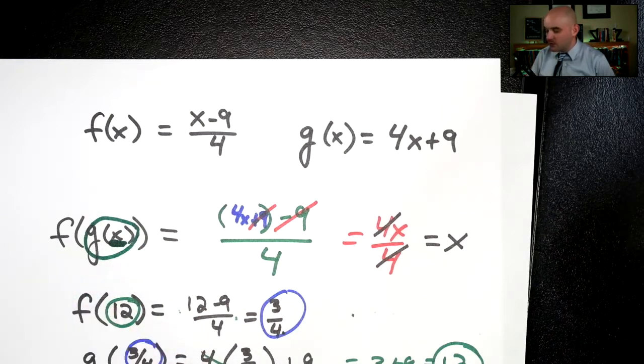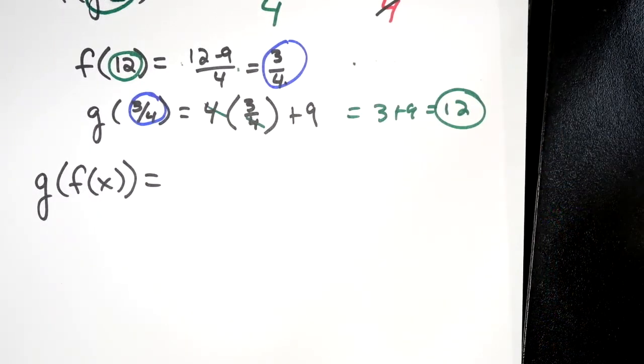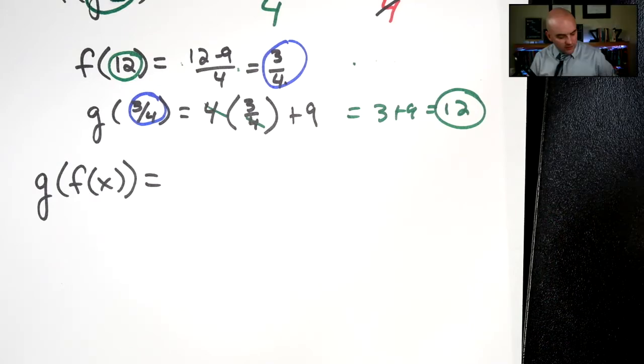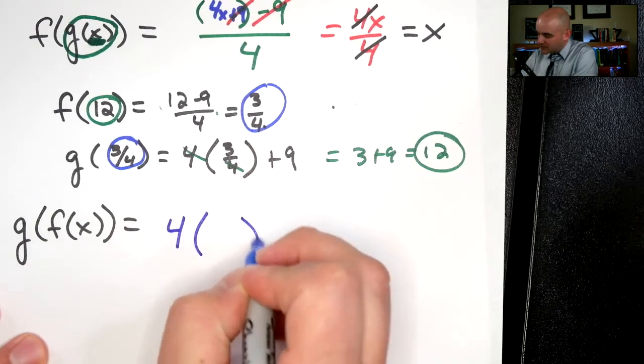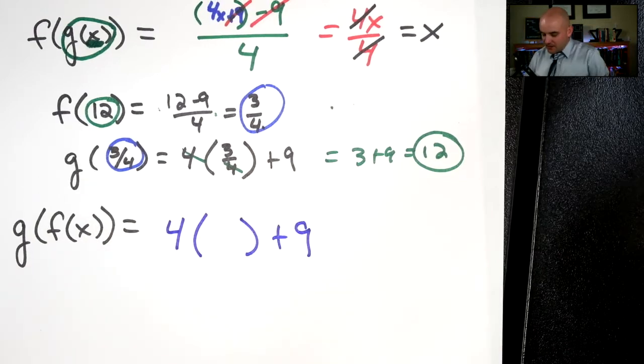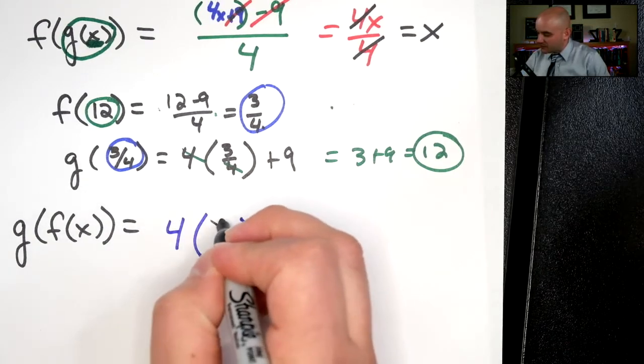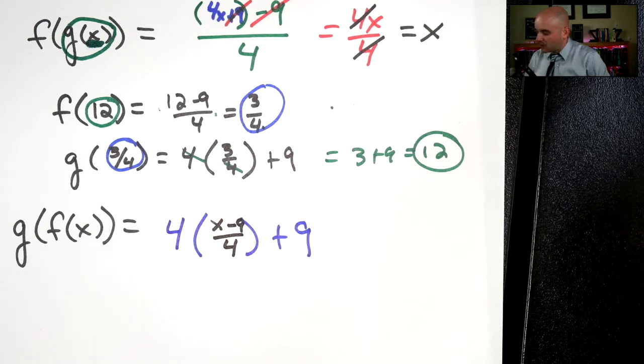So here's the key with composition functions. When I ask you to show that the two functions are inverses to one another, I want you to take the f of g of x, or whatever two functions, whatever we're calling them. You can likewise say the g of f of x, like I've got written right here. So let's try doing it that way. If you use the g of f of x, let's write out the g function. That is going to be 4 times something plus 9. And inside of that parentheses, I'm going to put the f function, which is x minus 9 over 4.